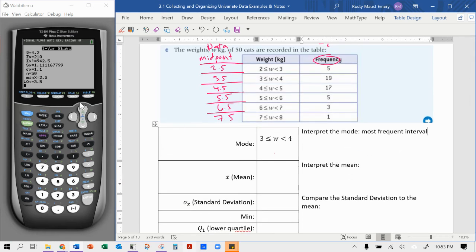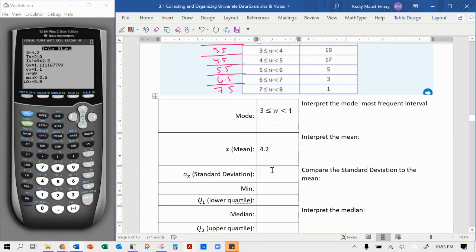And the mean, most of the rest of these come from, again, your calculator. The mean in this case is 4.2. That is an estimate, right? So remember, we use the midpoints of these intervals. That means these are estimates. The mean is an estimate, estimated mean. Standard deviation in this case is 1.1.